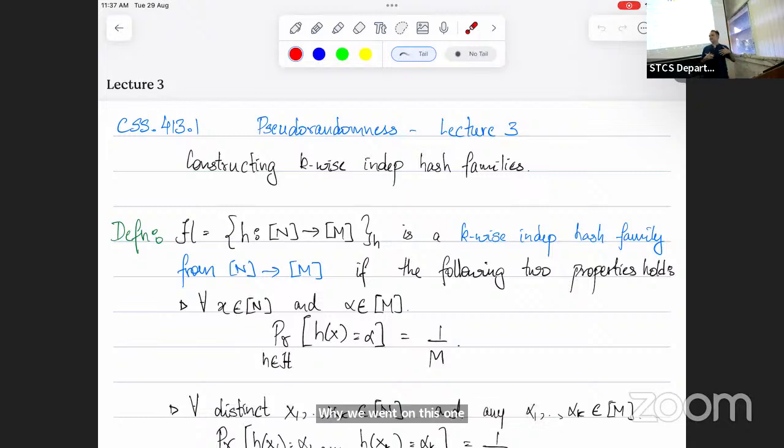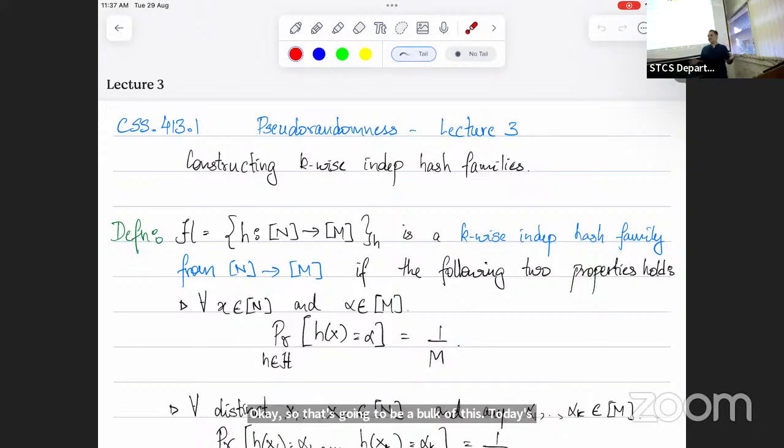But last time, for pairwise independence, we gave an explicit construction, which was very convenient and so on. And we said that, hopefully, for 3-wise independence, 4-wise independence, there should be good constructions. So today, most of the lecture is going to be to construct these families. Okay, so that's going to be the bulk of today's lecture.